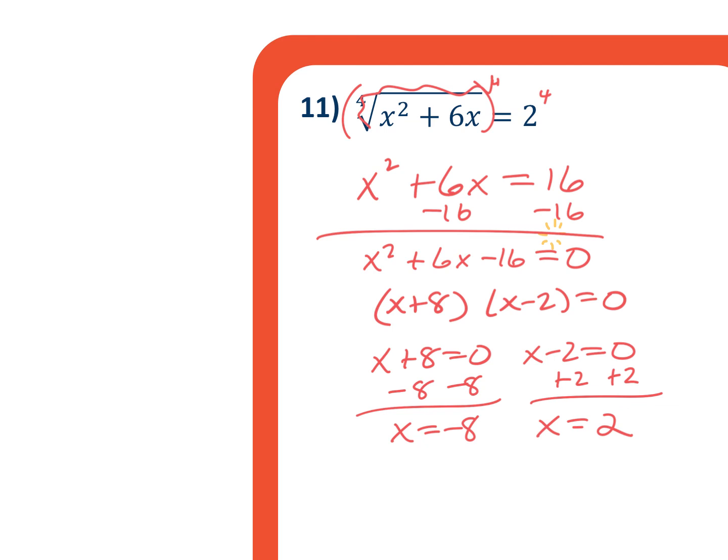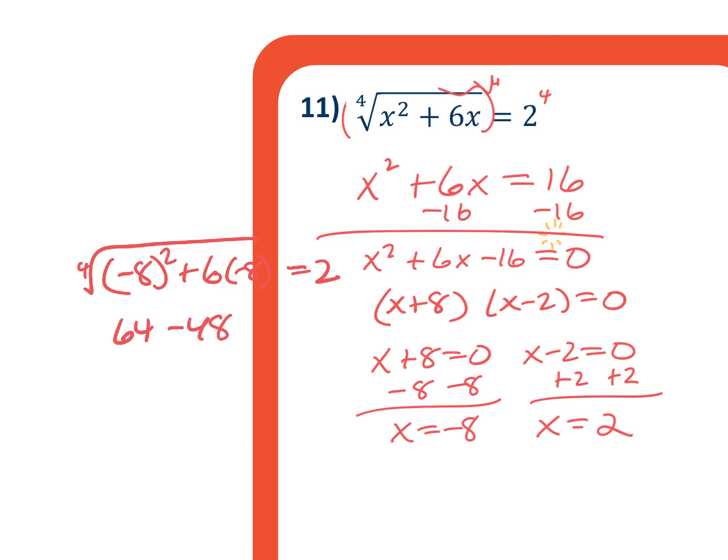So again, it's the 4th root. So it's going to be negative 8 squared plus 6 times negative 8, equals 2. And this is all under a 4th root. 64 minus 48. 64 minus 48 is 16. The 4th root of 16 is 2. 2 equals 2, it checks. So this is a good answer.